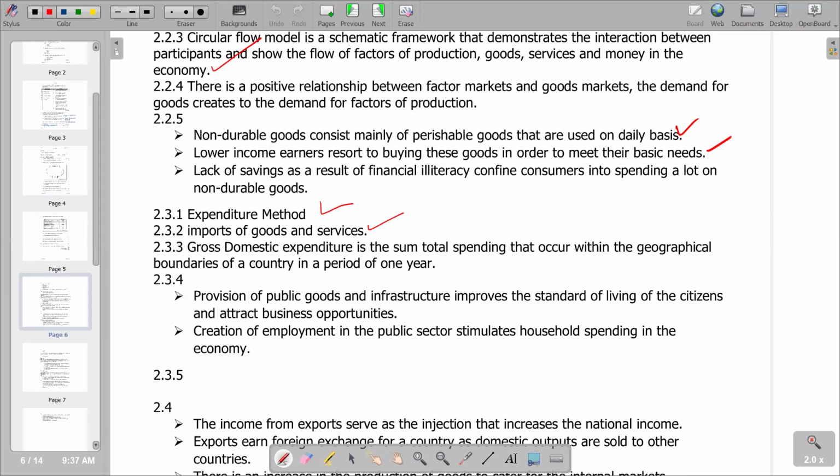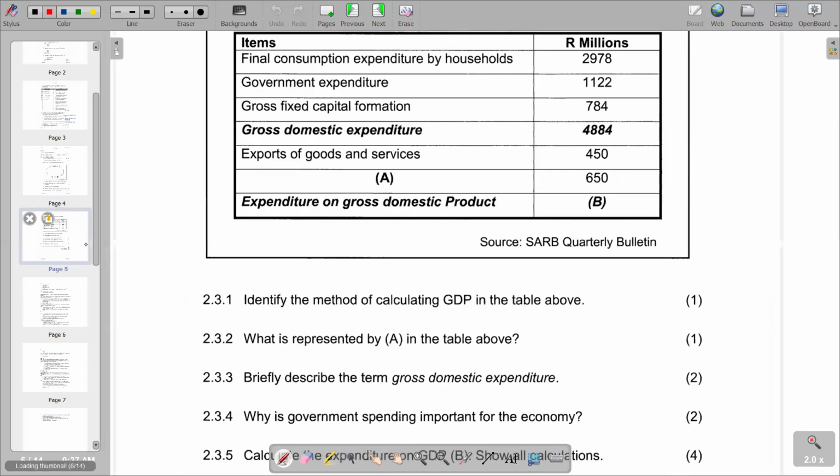So basically, the period that we measure GDP or gross domestic product is usually 1 year. So we take note of that. Then we move on to the next part. We have got 2.3.4. Why is government spending important for the economy? Why is government spending important for the economy?